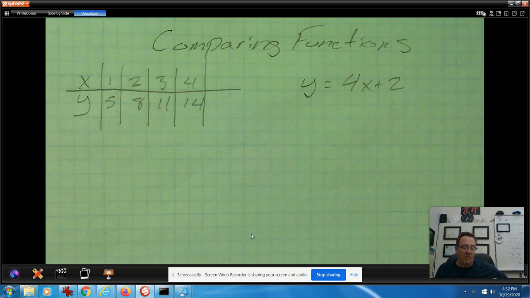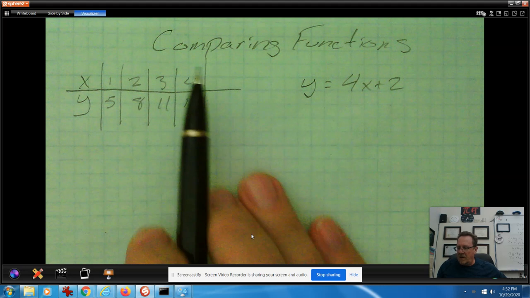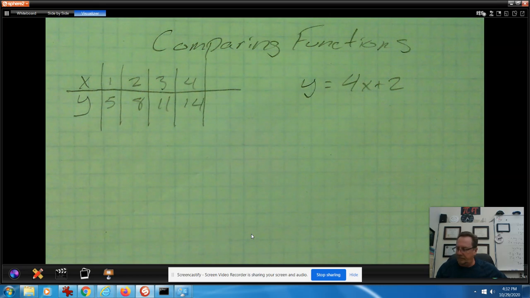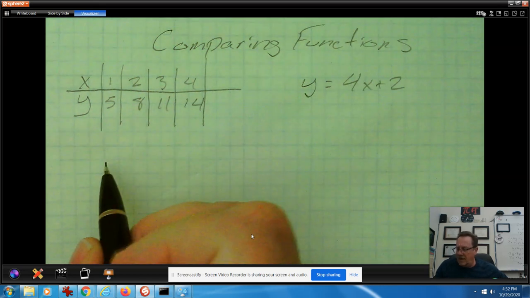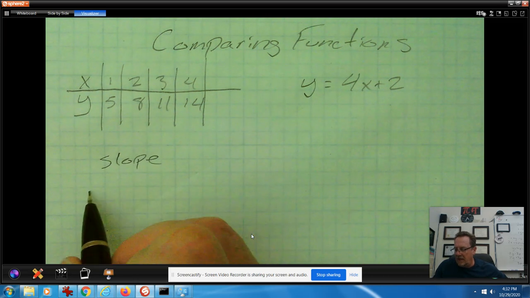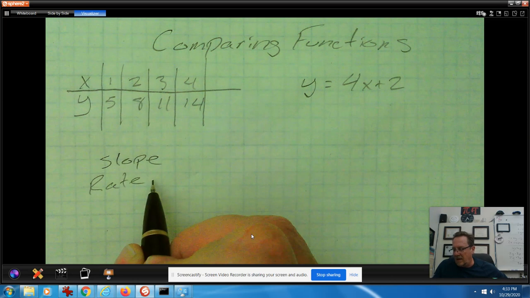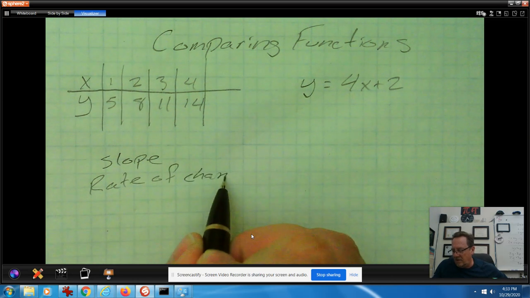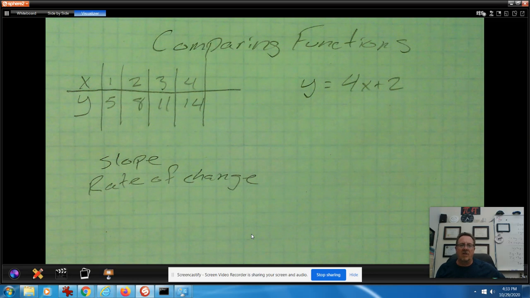But 4-4 is a little bit confusing, but let's try and clear things up. It's all about comparing functions and just some review on this. When we talk about the idea of slope, we said that is a rate of change. Graphically, slope is a measure of how steep a line is on a graph. But in, let's say, real world applications, slope is an indication of the rate of change of something.